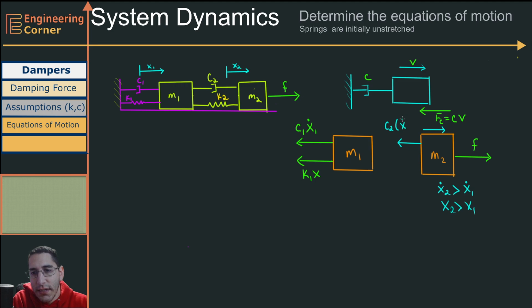So x2, the velocity of x2, minus x dot 1. Let me put it like that. Now we have an equal and opposite force going this way. And what happens with this spring down here? Well, this is moving farther, so the spring is going to stretch, and it's going to want to pull back this way again. We have the opposite force that goes like this, and we're going to have k2 times x2 minus x1. And this is our free body diagram.